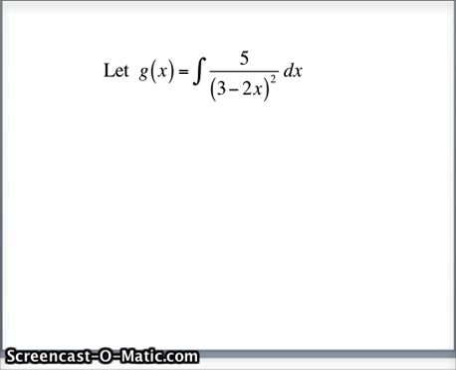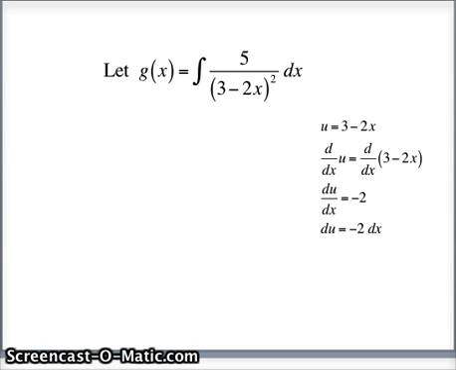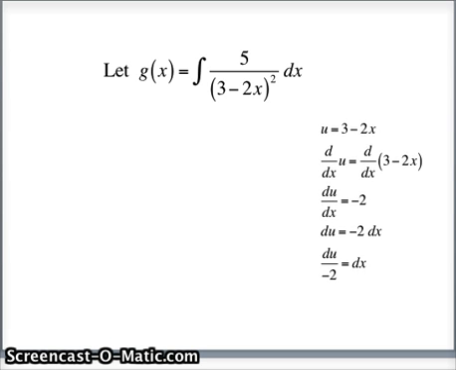So I define a new function g of x, which is the integral of f of x, is the integral of 5 over 3 minus 2x squared. This will be done with the u substitution. U will be 3 minus 2x. Take the derivative with respect to x of u, and the derivative with respect to x of 3 minus 2x. The derivative with respect to x of u is du dx, and the derivative of 3 minus 2x is negative 2. With my technique, I like to solve for dx, so multiply both sides by dx. Du is negative 2 dx, and du divided by negative 2 is dx.